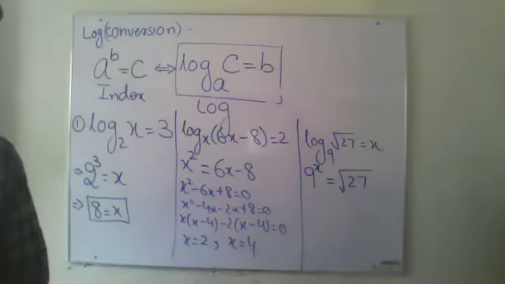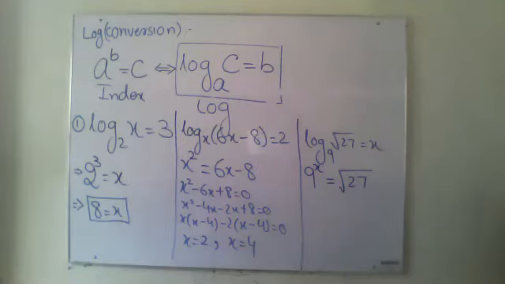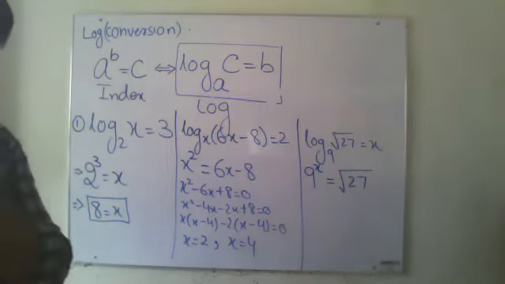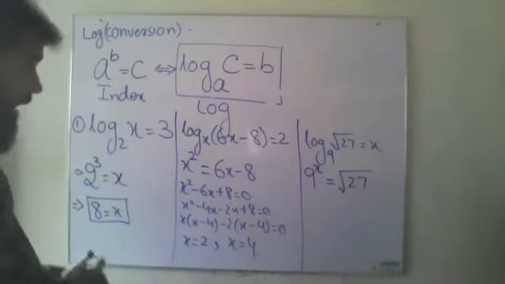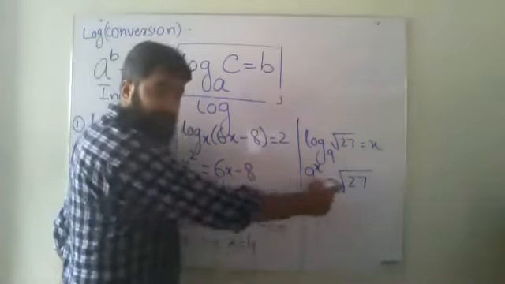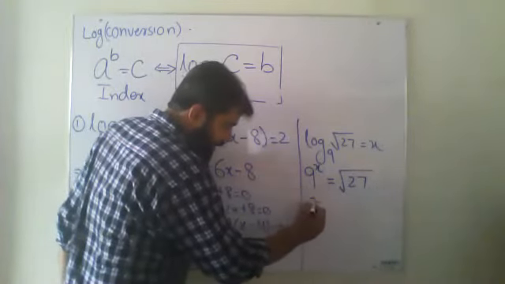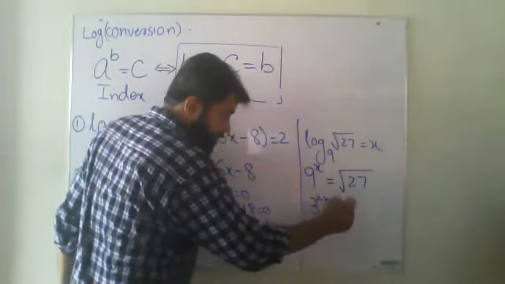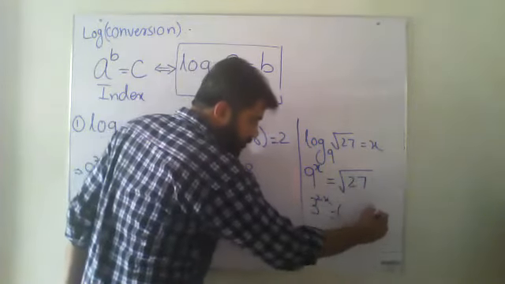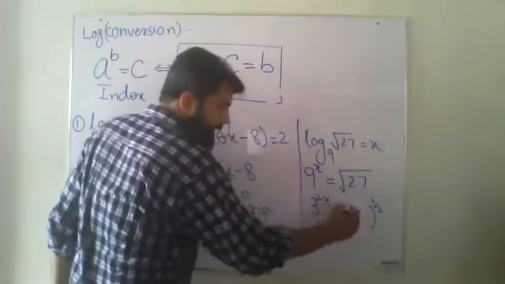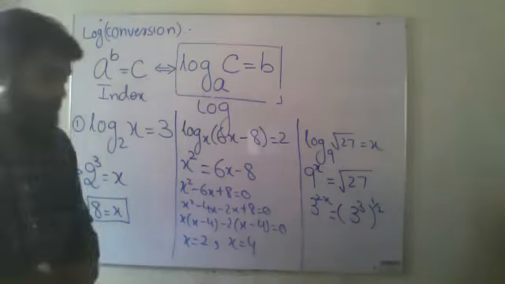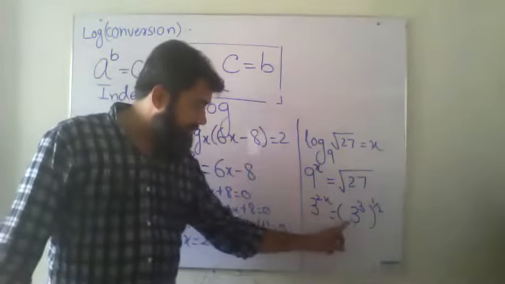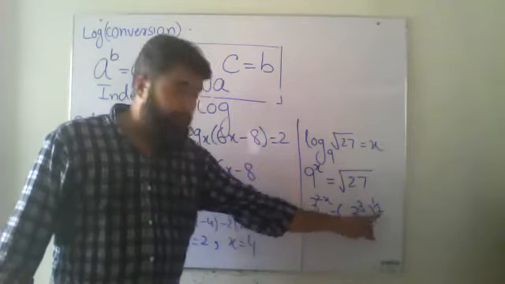Now what I am going to do, I will try to make the bases the same because the power is unknown over here, or you can apply log also. I am going for making the bases the same. So 9 is 3 squared, raised to x, and 27 has a root, so root will be written as 1 over 2 and 27 will be written as 3 cubed. Now you can see 3 to the power 2x equals 3 to the power 3 multiplied by half.